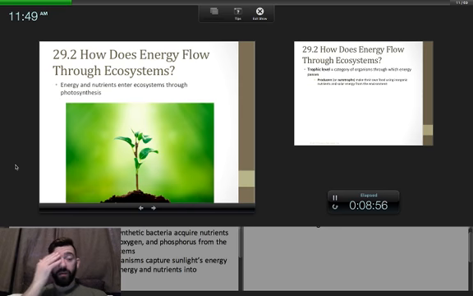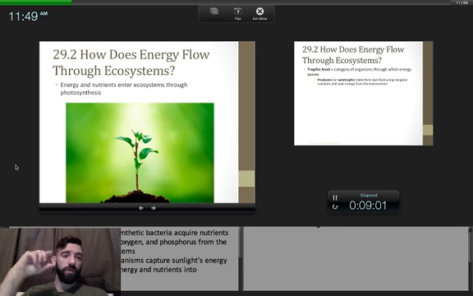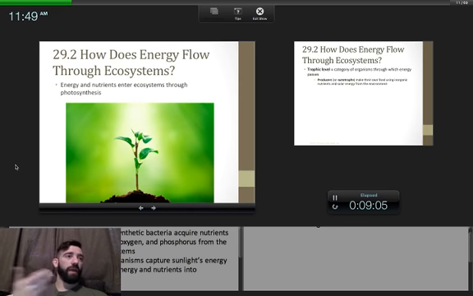And then they're just like these little chemical apothecaries as organisms, right? So they can convert atmospheric carbon into these complex organic molecules like glucose that are much more usable by other organisms.